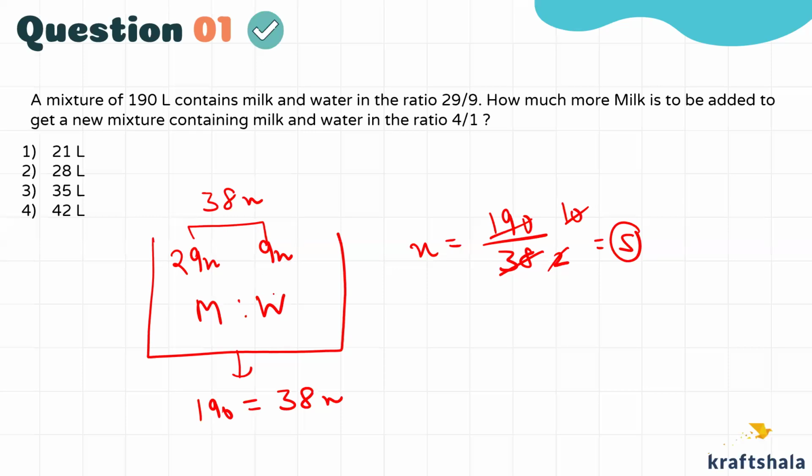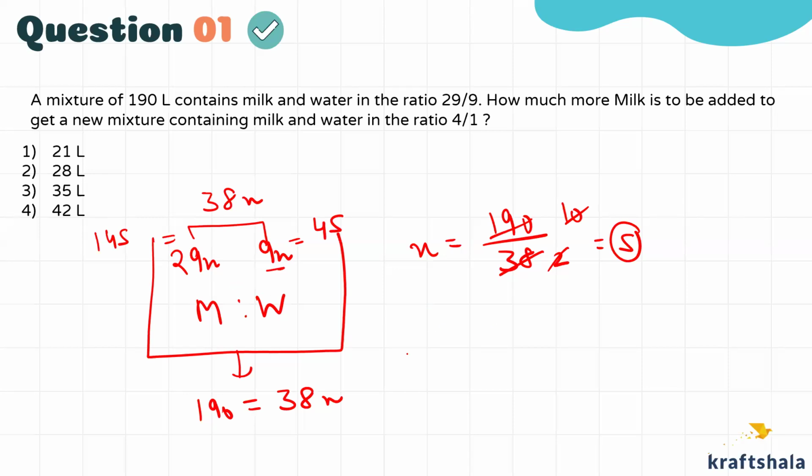So from here we understood how much was the quantity of water. 9 into 5, 45, and 29 into 5, 145. So originally milk was 145 liter and water was 45 liter. Now the question is asking how much more milk is to be added to get a new mixture containing milk and water in the ratio 4:1.